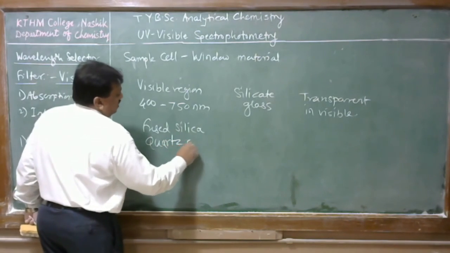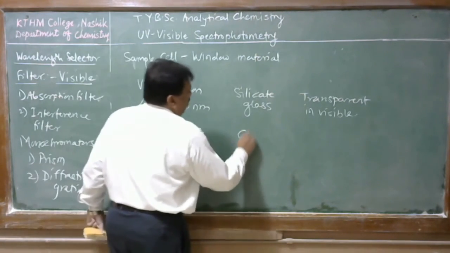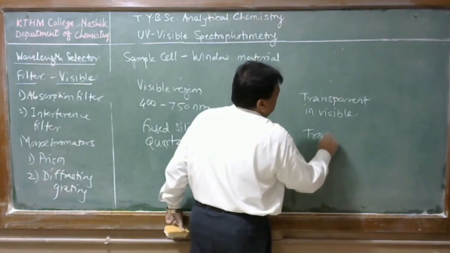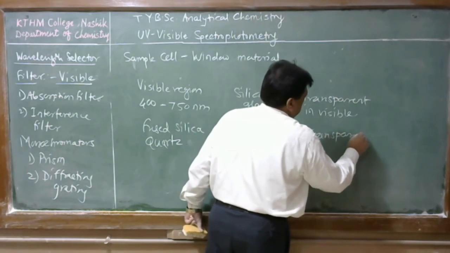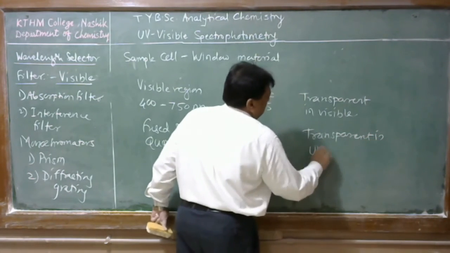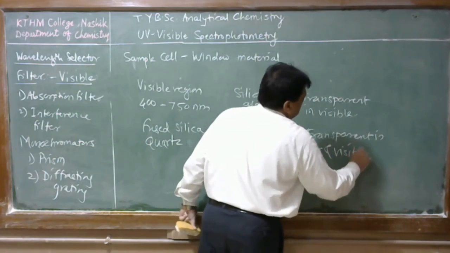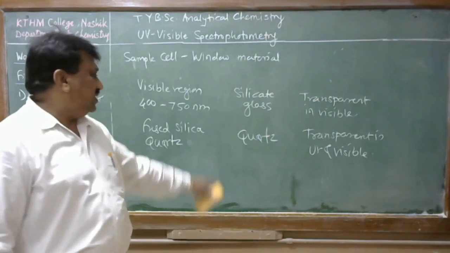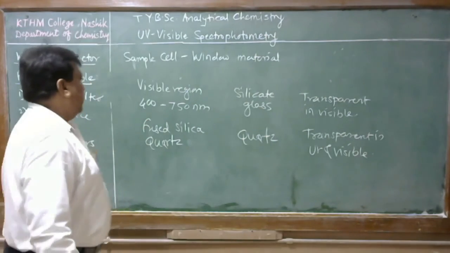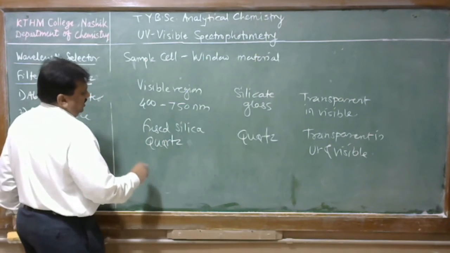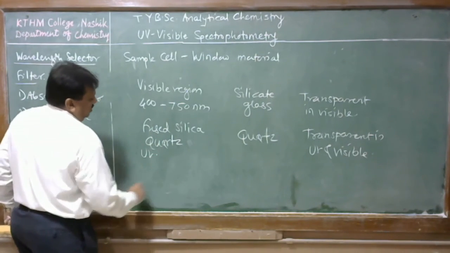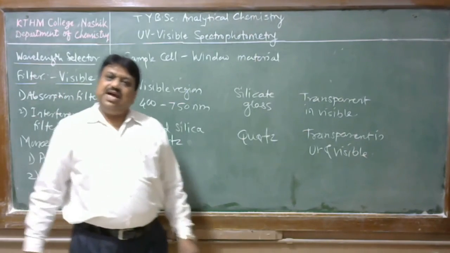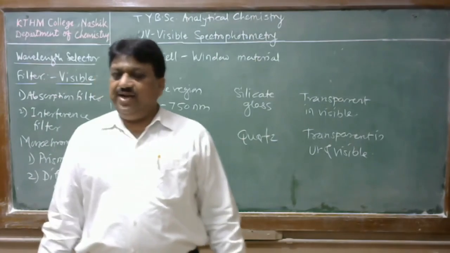Here, quartz cells are used. Quartz is transparent in UV as well as in the visible region. Therefore, both UV and visible region measurements can be carried out by using a quartz cell. But for the IR region, glass as well as quartz both absorb the radiation.